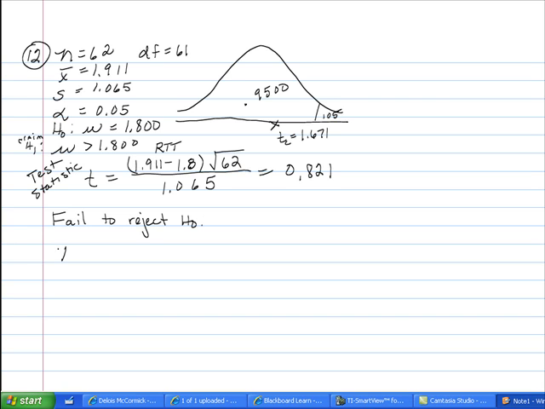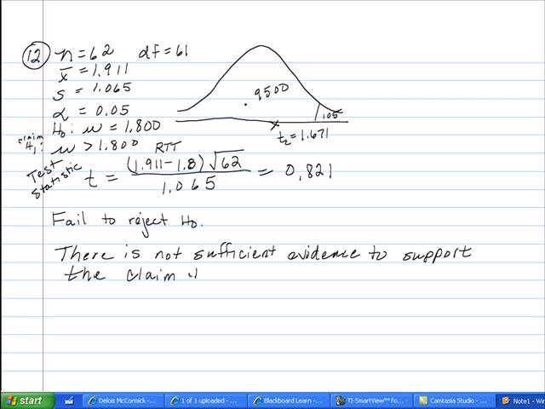the mean weight, and I'm taking this directly from the problem, the mean weight of discarded plastic from the population of households is greater than 1.800 pounds. Okay, so that's the critical value method.